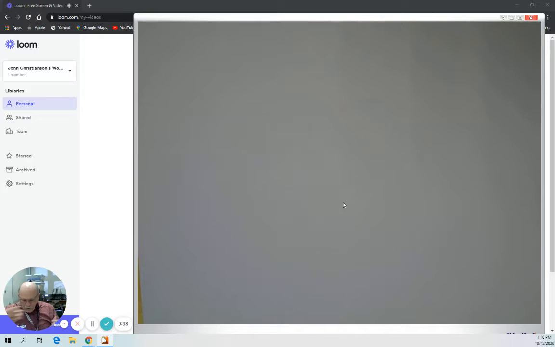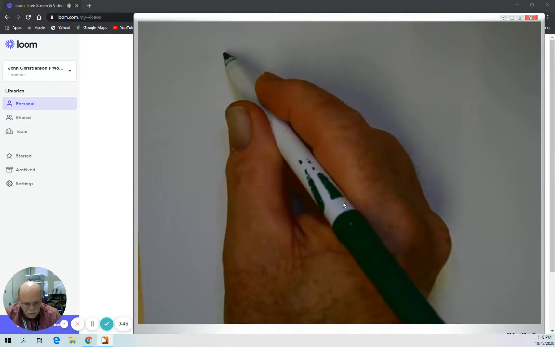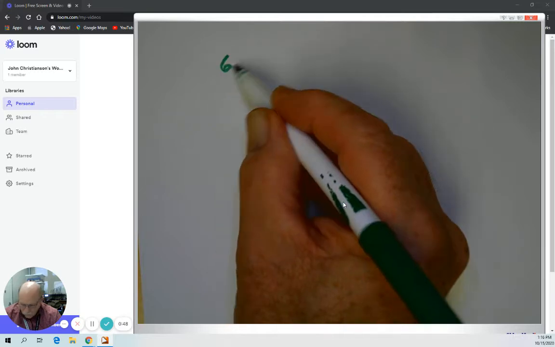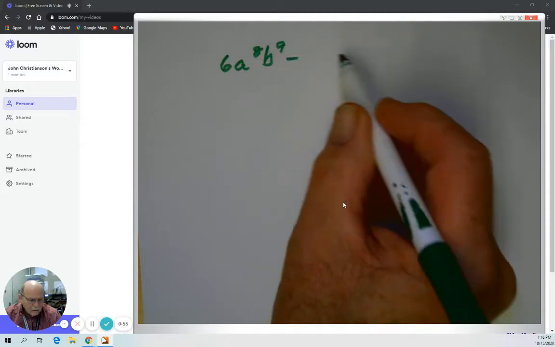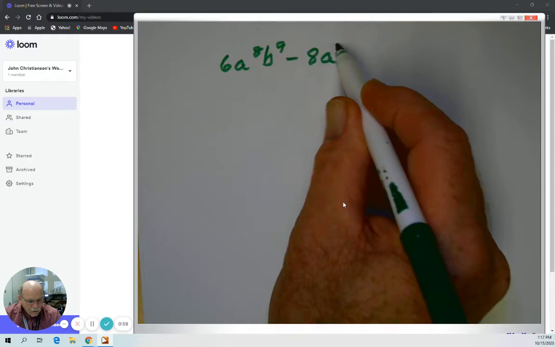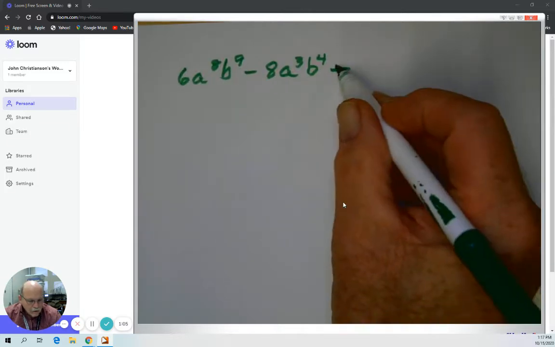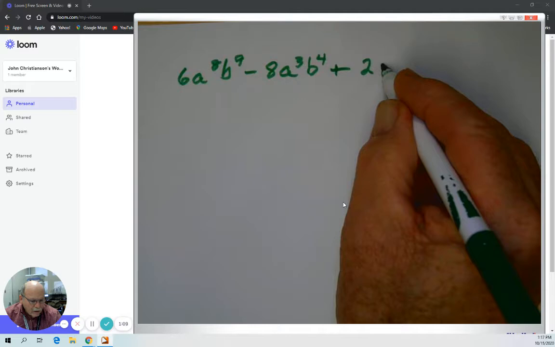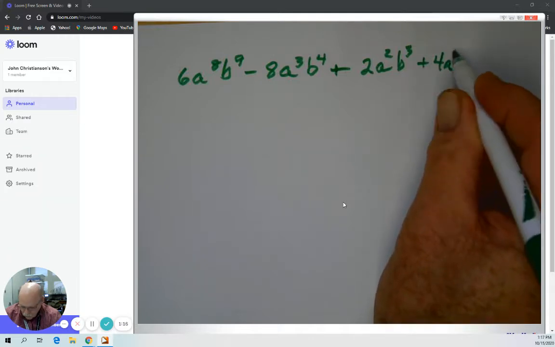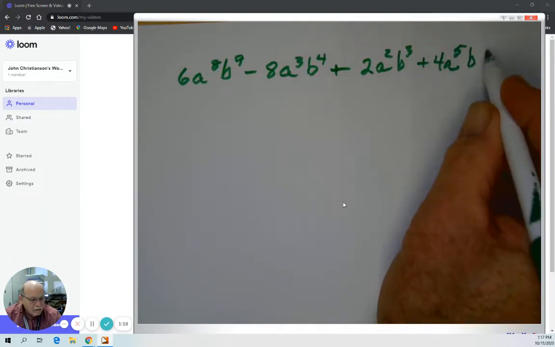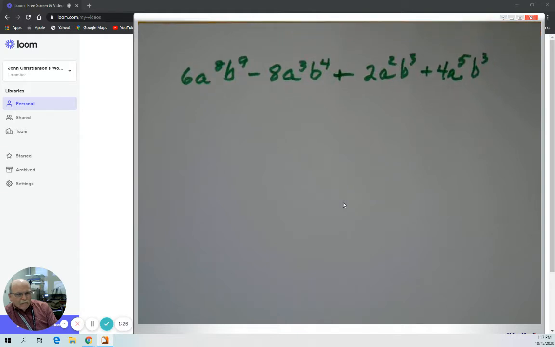I wanted to do something a little more difficult as a greatest common factor example, and we're going to say 6a to the 8th b to the 9th minus 8a to the 3rd b to the 4th plus 2a squared b to the 3rd plus 4a to the 5th b to the 3rd.